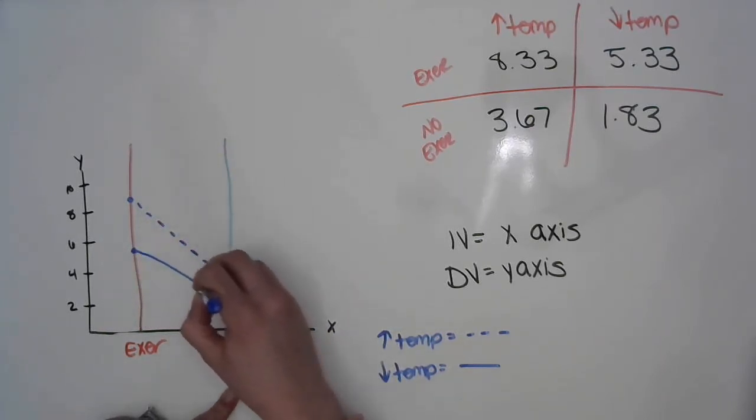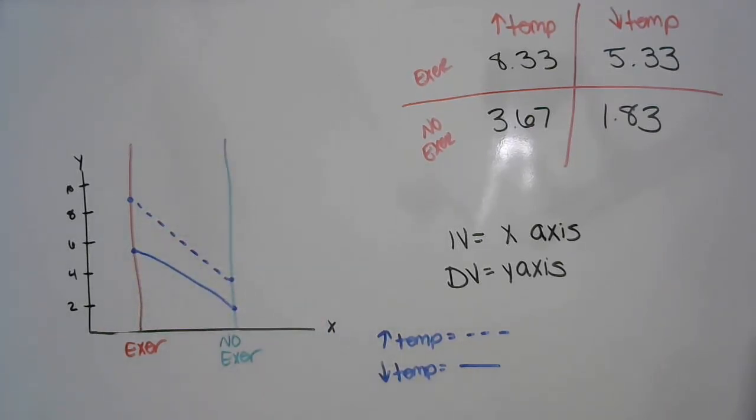So there we go, and that's it. That's how you graph it. All right, congratulations, guys. You just did Factorial ANOVAs.